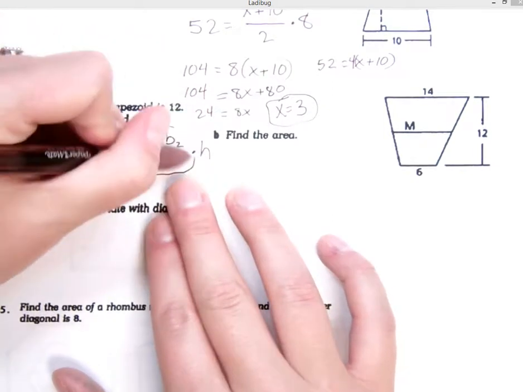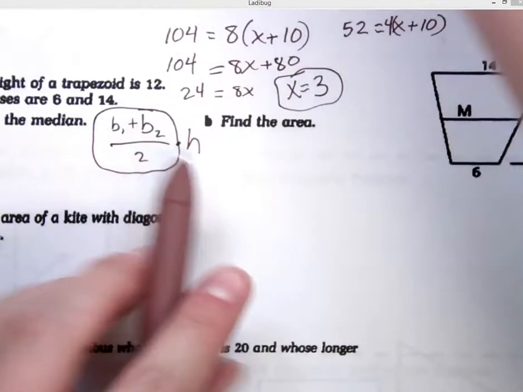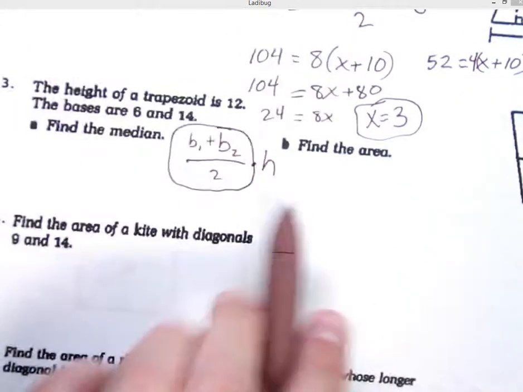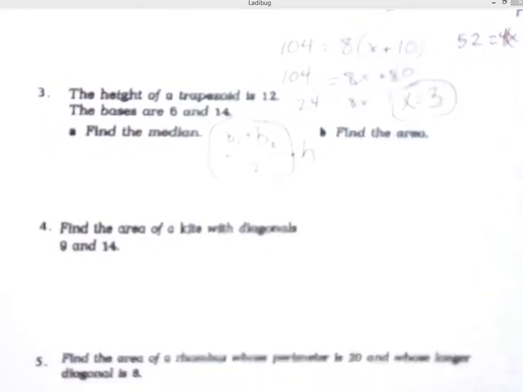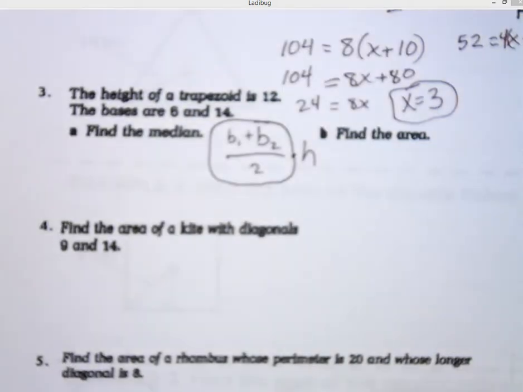So if y'all notice what's going on here, all we're doing is taking the average of the bases and then multiplying it by the height. Can you see that? Because anytime you add two numbers together and cut them in half, that's the average. Just like you got two grades, you add them together, cut them in half, that's your average in a class. So that's all you're doing here.